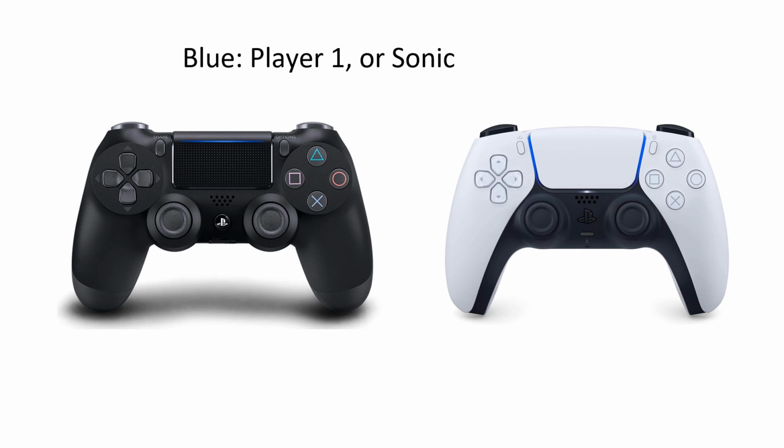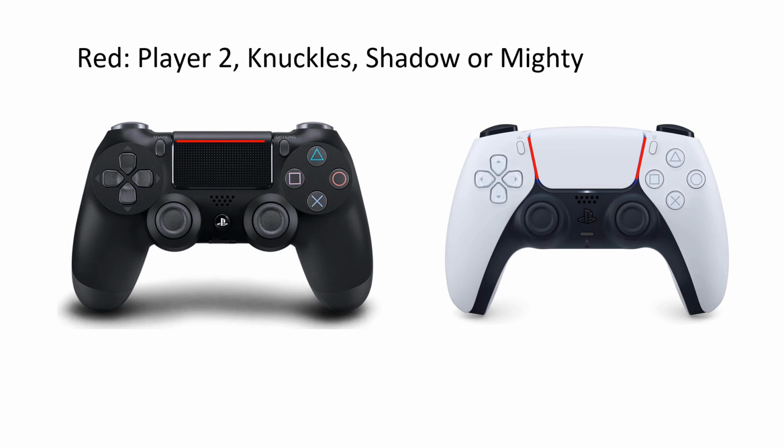Alright, now let's talk about the lights that can come on your controller, if you're playing this on your PS4 or PS5, or on your PC with one of these controllers. So you have the blue light. This would indicate that you are either player 1, or you are playing as Sonic. See how the light is blue here? Now, if the light on your controller is yellow, this would indicate that you are playing as Tails or Ray.